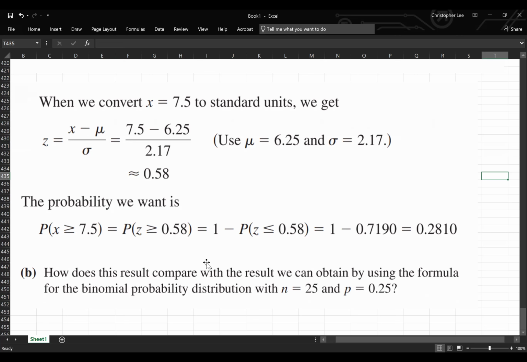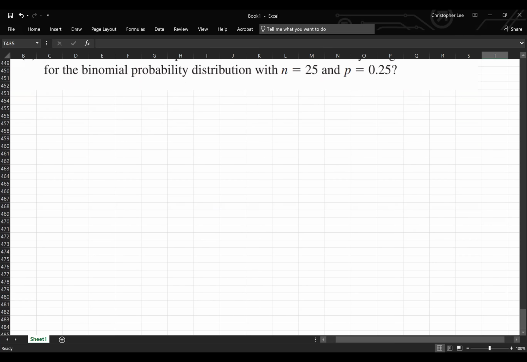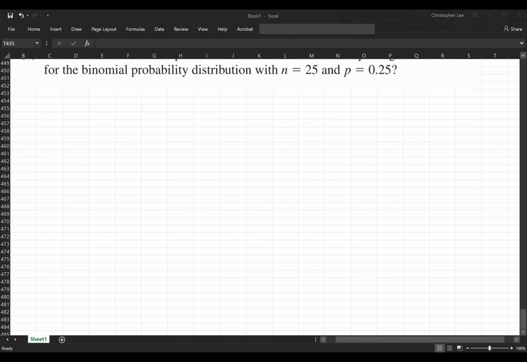So how does this result compare with the result we can obtain by using a formula for the binomial distribution? Let's take a look. They just use a little calculator to do this, right? What I'm going to show y'all. It's not too bad.